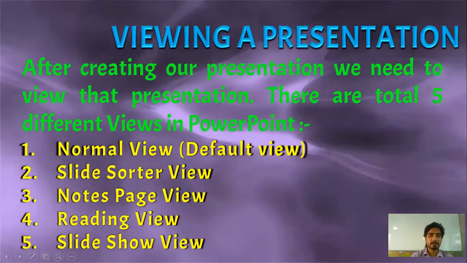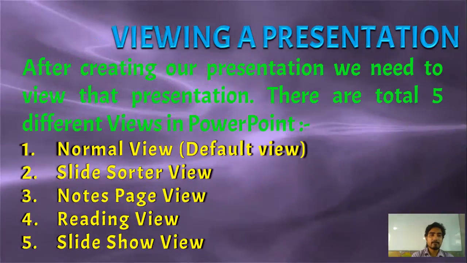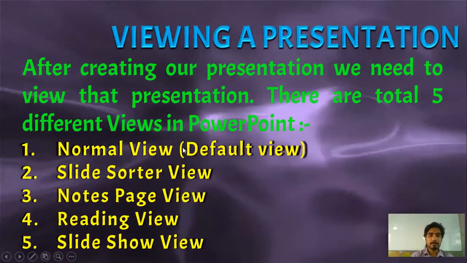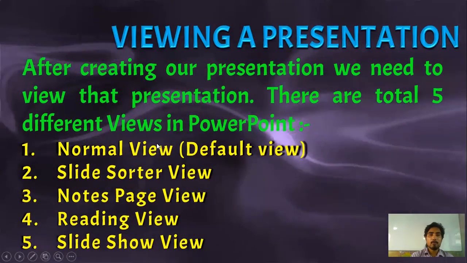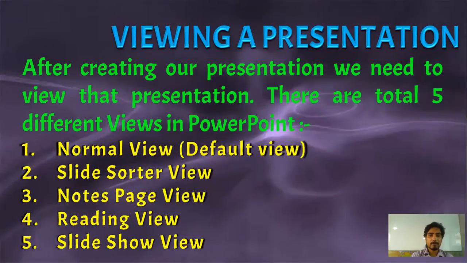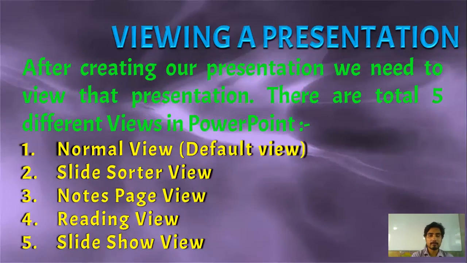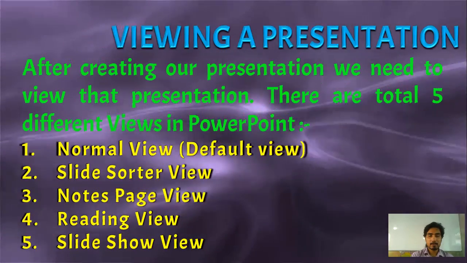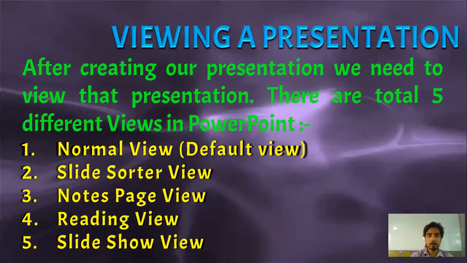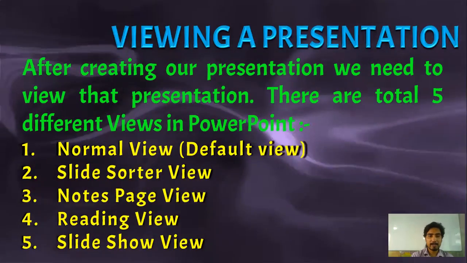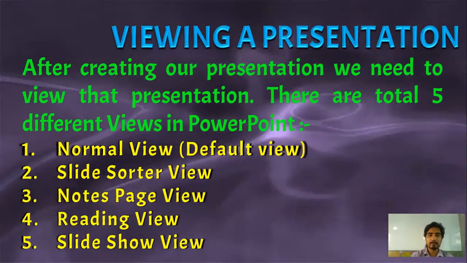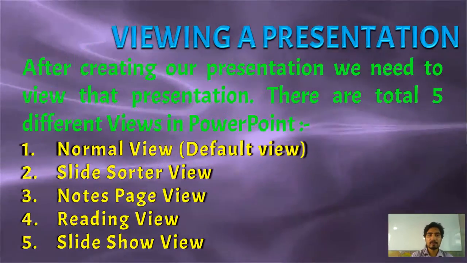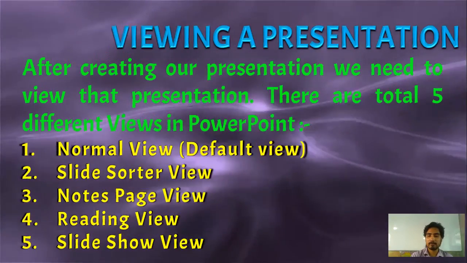Now, for viewing a presentation in PowerPoint, there are 5 different views available. The first one, and the default one, is the normal view. That means when you create the presentation, by default, it is set to normal view. But later on, you can change that. So first is the normal view, second is the slide sorter view, third is the notes page view, fourth is the reading view, and fifth one is the slideshow view. So there are a total of 5 different views, and the default view is the normal view.